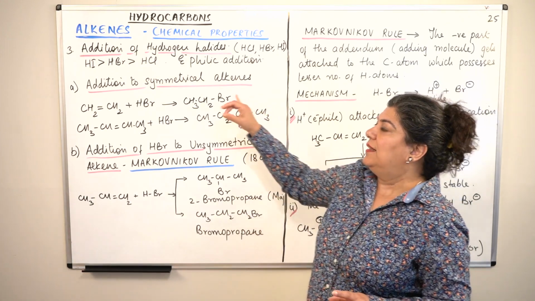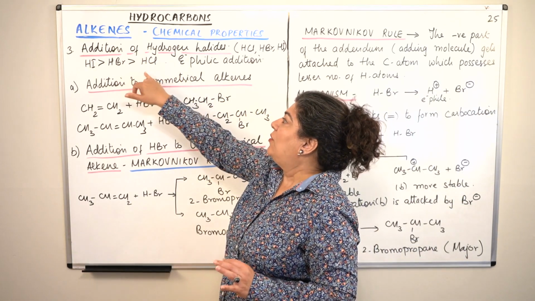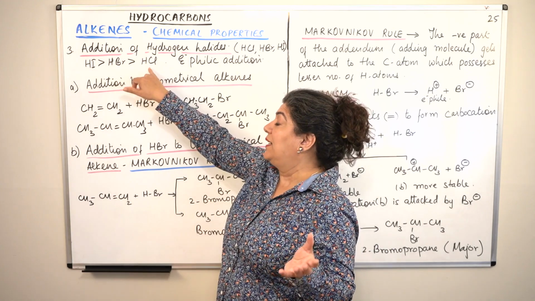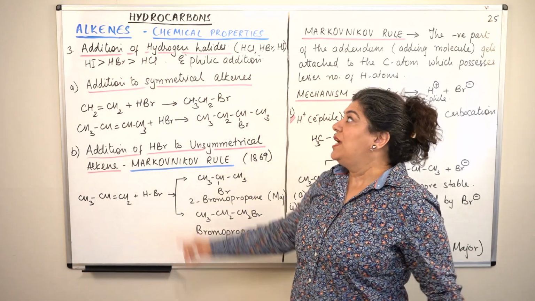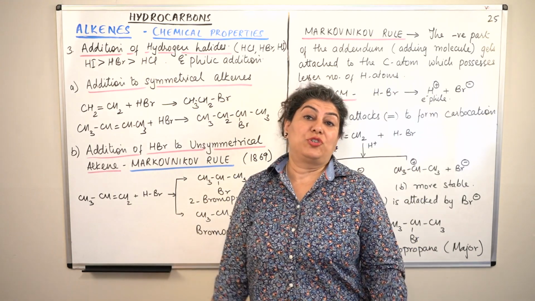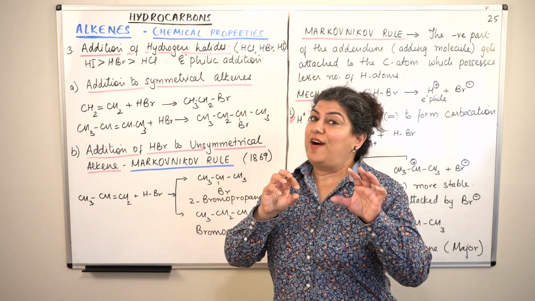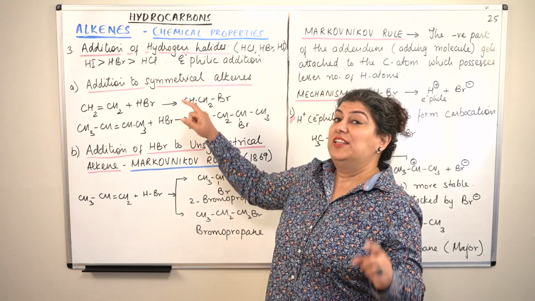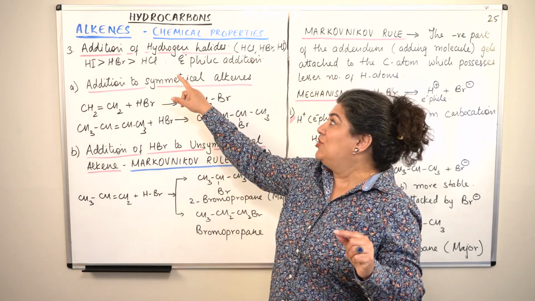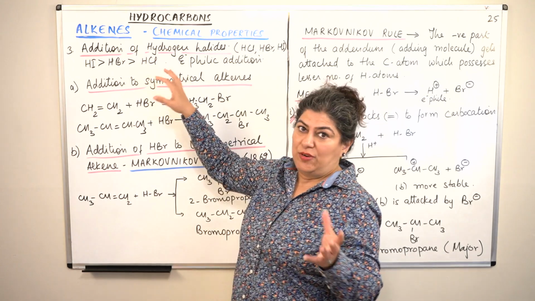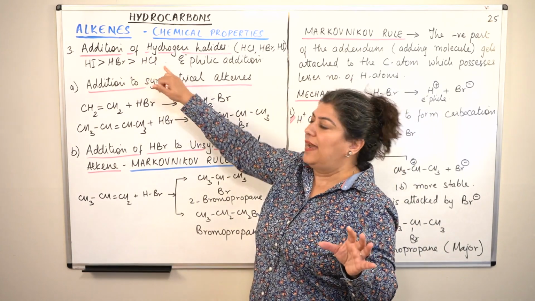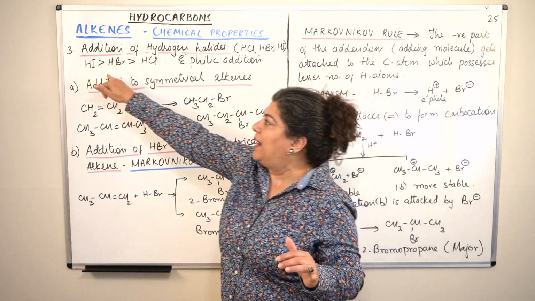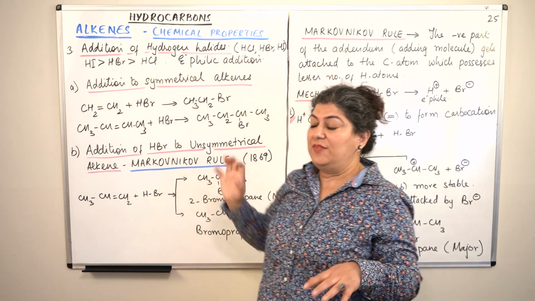In the hydrogen halides, not alkyl halides, the hydrogen halides, the halogen part is the negative part and the hydrogen is the positive part. So the electrophile in these cases is actually the positive part. All these hydrogen halides break down into H positive and the halogen negative, X negative. It could be I negative, Br negative or Cl negative.